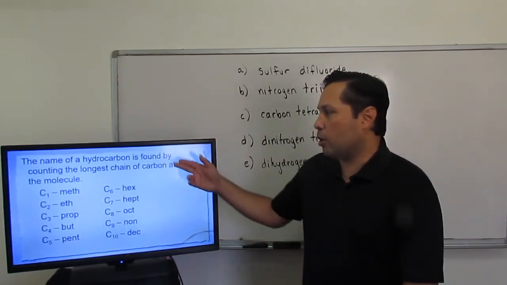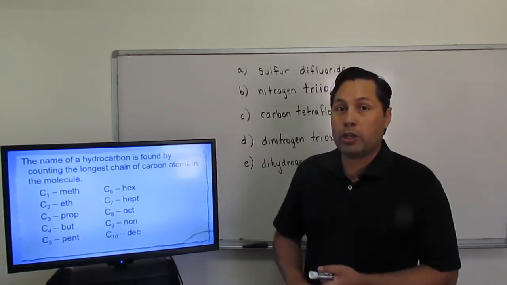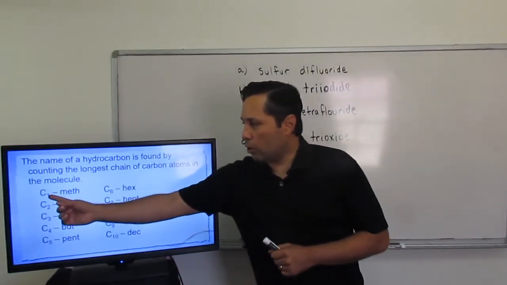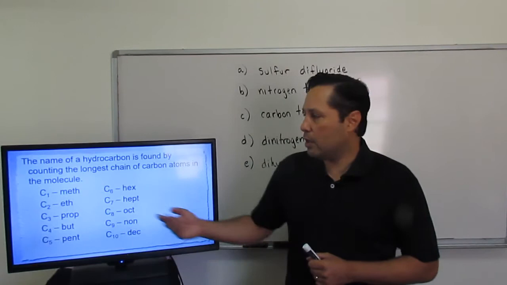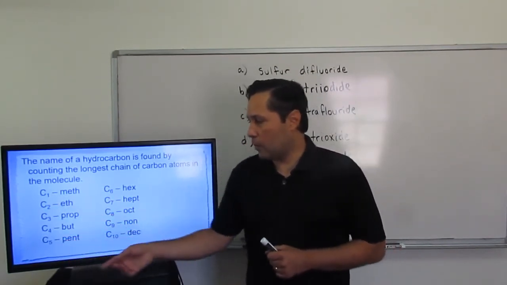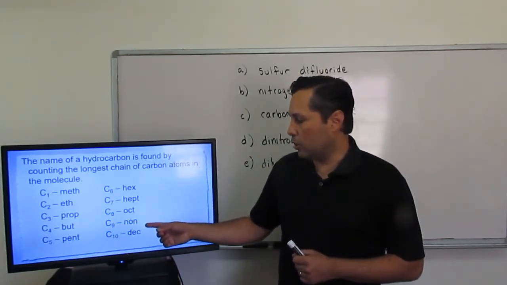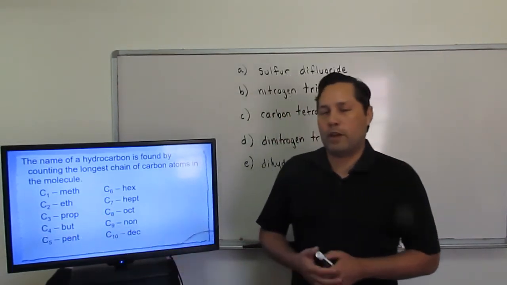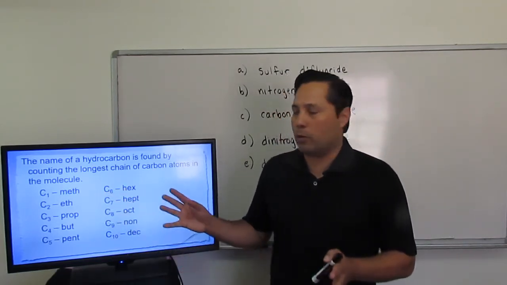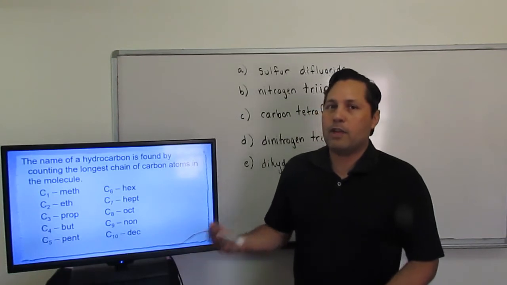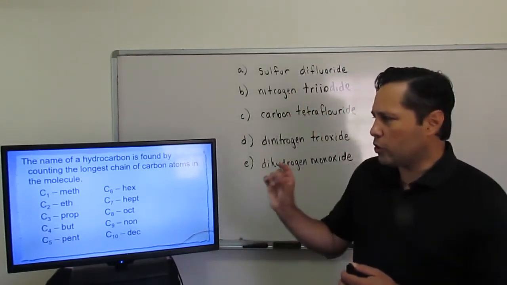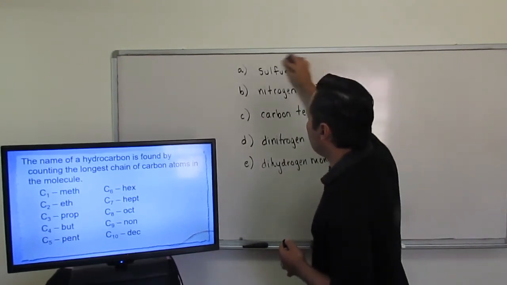So the name of the hydrocarbon is found by counting the longest carbon chain. So if there's only 1 carbon, so C1, that would be meth. Then after that it goes eth, prop, but, pent for 5 carbons, hex, hept, oct, non, dec. You'll notice from 5 on they look very similar to the Greek prefixes. It's only the first 4 that have their own unique names. After number 5, yeah, they follow the Greek prefixes. Alright, so those are the stem of our words that we're going to be using to name these.